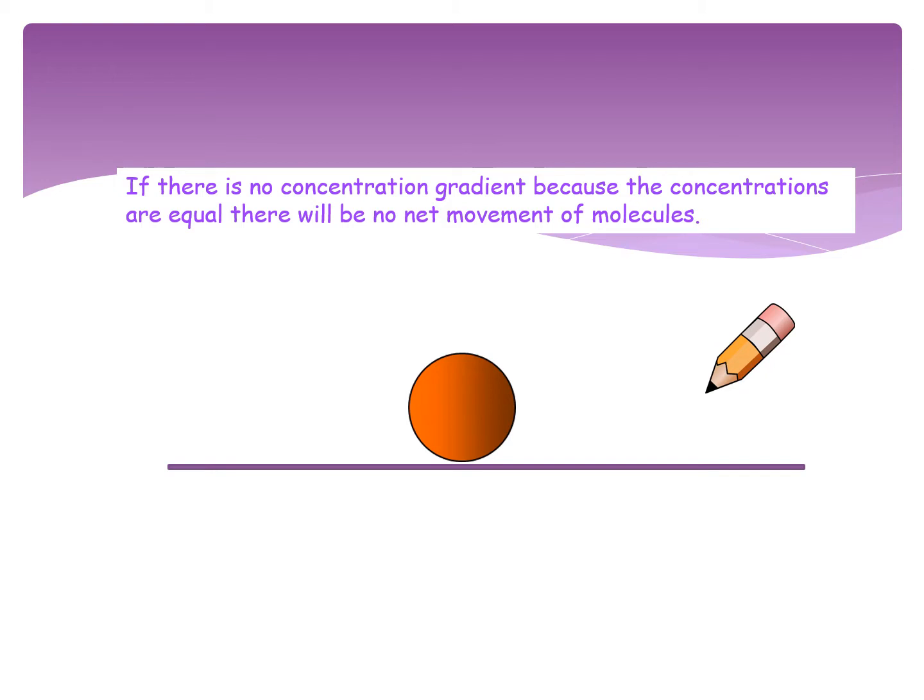In the last slide, we've seen that if you increase the gradient, you increase the speed at which the molecules could move. If there is no concentration gradient, because the concentrations are equal, then there will be no net movement of molecules. What that means is molecules still move, but there's no net movement. There's no remarkable difference on either side, so it stays balanced. As molecules are coming in, they'll be going out. It's a balancing act. So if there's no concentration gradient, there's no net movement of molecules.